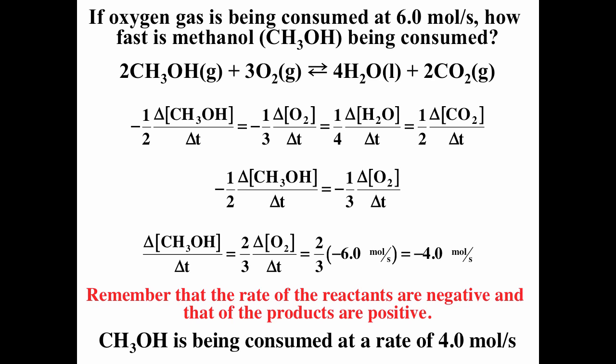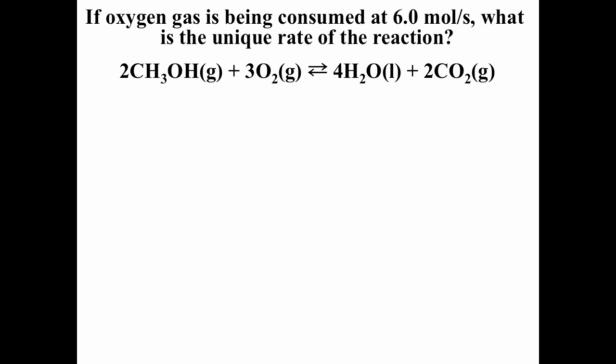And so our rate of O2 is given as minus 6. Notice that in the problem it says consumed at 6, and so it implies you have a rate of change of minus 6. And so 2/3 times minus 6 gives us minus 4. And so the methanol is being consumed at a rate of 4 moles per second. Please remember, if something is being consumed, its rate of change is going to be negative. If it's being produced, the rate of change is going to be positive.